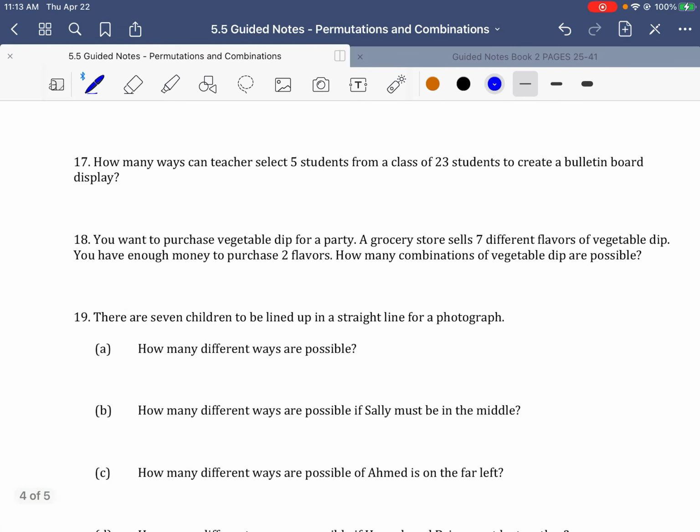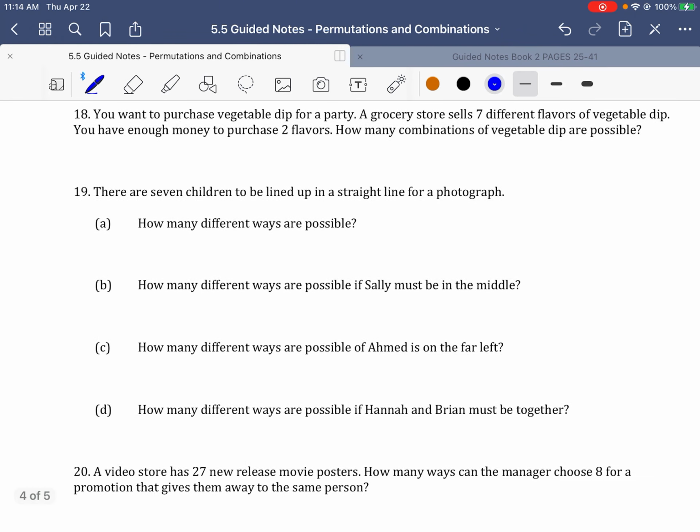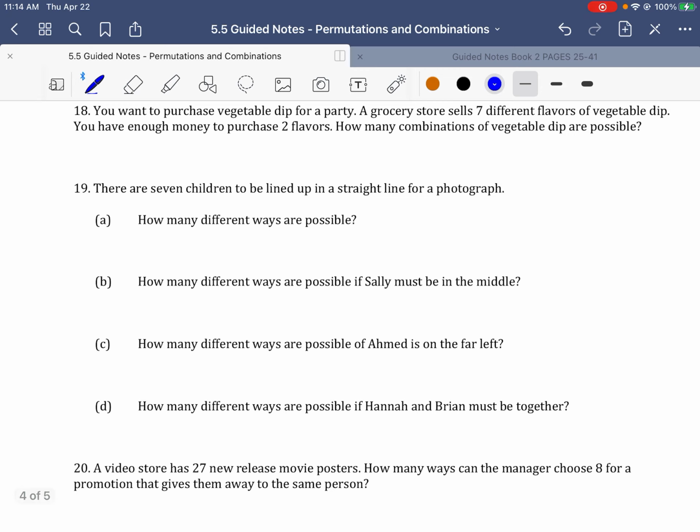Okay, let's just look at one of these on the other page. That has to do with like order of arranging spots. So I want to look at 19D. So on 19 it says there are 7 children to be lined up in a straight line for a photograph. And D says how many different ways are possible if Hannah and Brian must be together. So this one we're definitely ordering the children. This one's a permutation. And it looks like there are 7 children, so we're thinking about kind of those 7 spots.